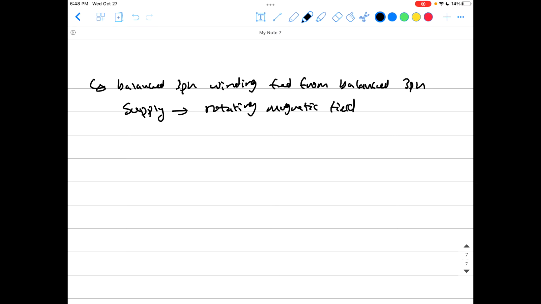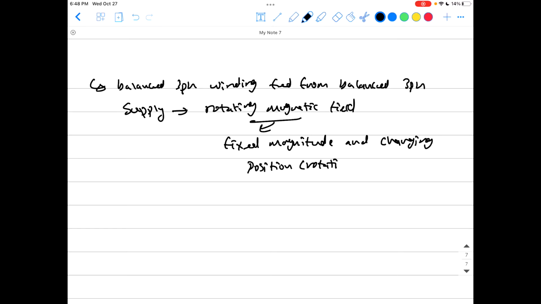What I mean by rotating magnetic field is that it has fixed magnitude and changing position, rotating at the synchronous speed 120 f/p. So you can control this speed of rotation by changing the frequency and/or the number of poles.